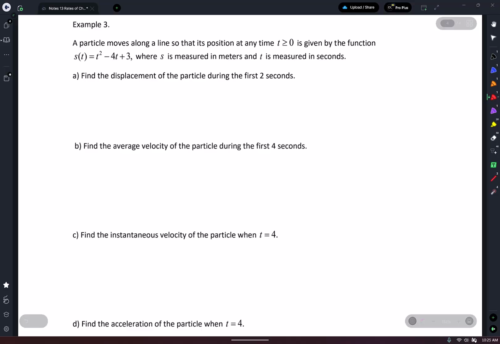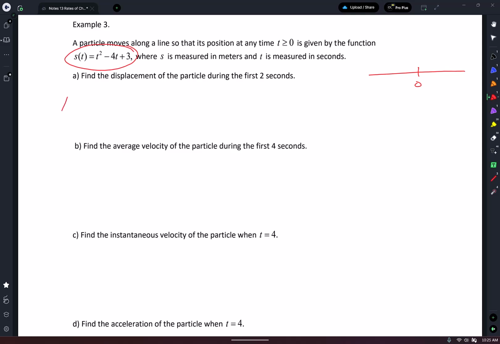Okay, ready? A particle moves along a line so that its position at any time t greater than or equal to 0 is given by the function. So we have a particle moving on a line. So imagine a horizontal line, and that's it. You're just moving right or left. Where s is measured in meters and t is measured in seconds. And here's the equation that tells me how I move. Are we still okay? Nothing crazy, right? Okay. Find the displacement of the particle during the first 2 seconds.